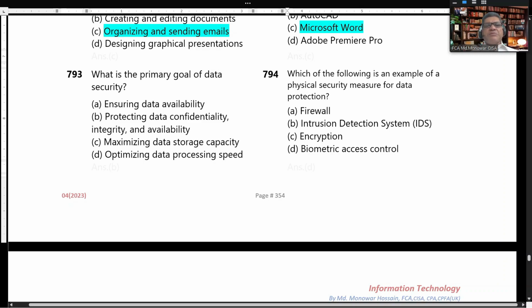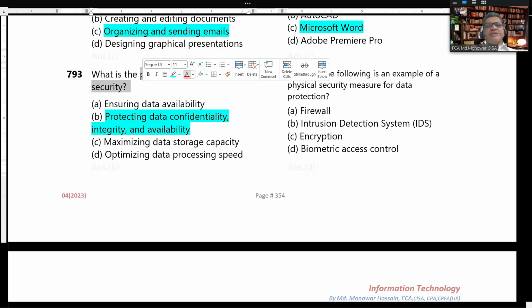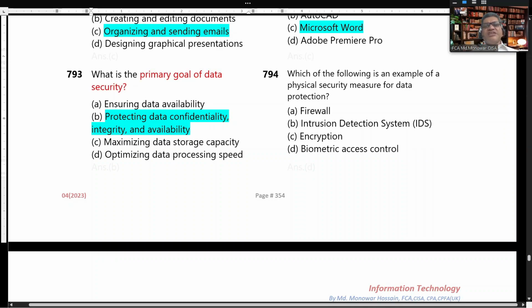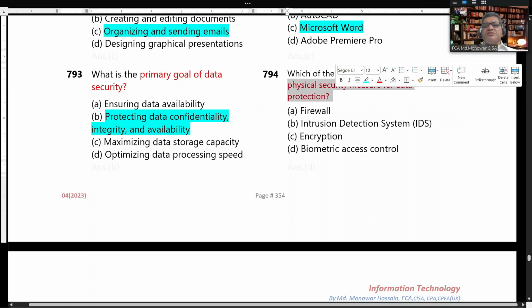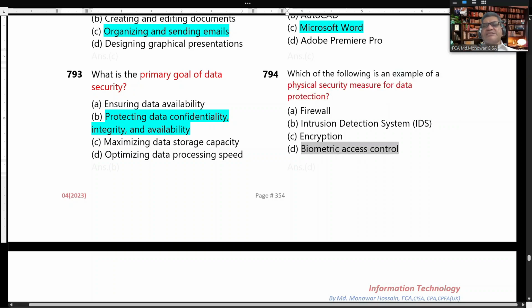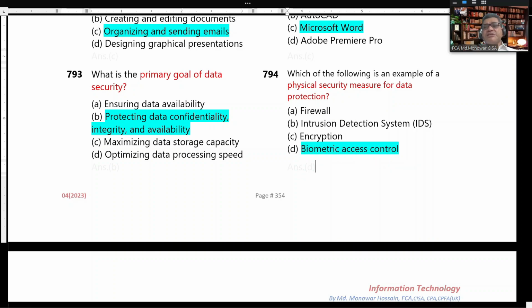What is the primary goal of data security? The primary goal of data security is protecting data confidentiality, integrity and availability. Which of the following is an example of a physical security measure for data protection? So here the physical security measure for data protection is biometric access control.